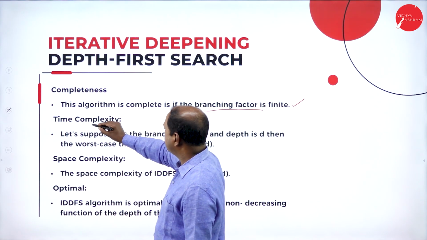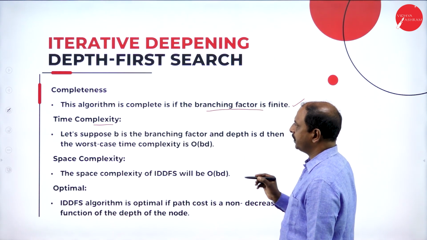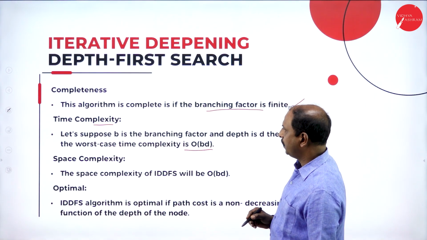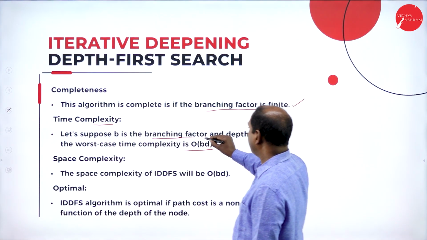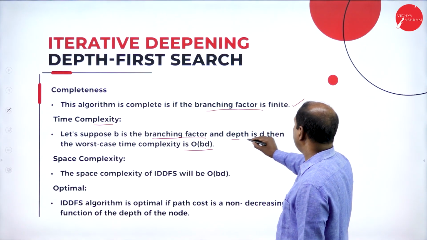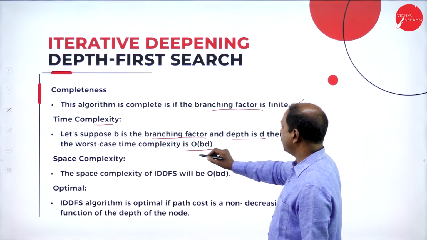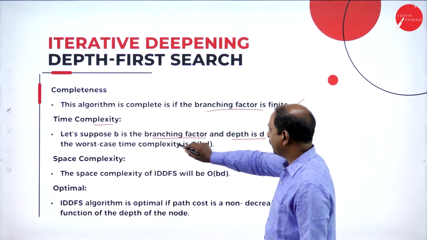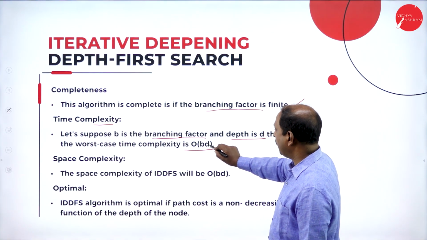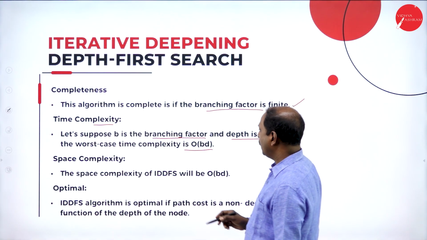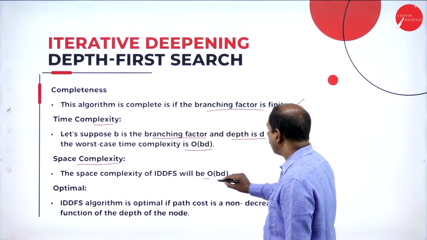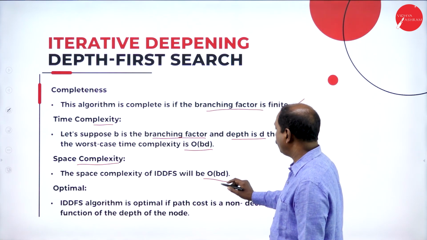Next one, time complexity. Time complexity we represent with the order of b to the d, where b is the branching factor, meaning the number of successors, and d is the depth. So this is the time complexity, and space complexity will also be order of b d.